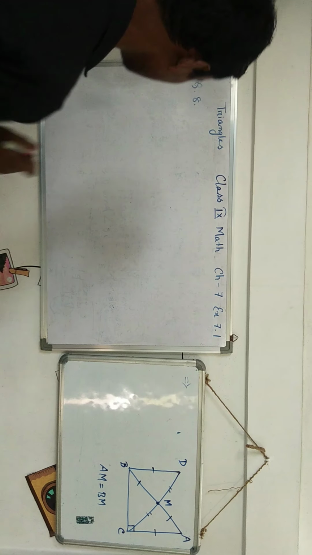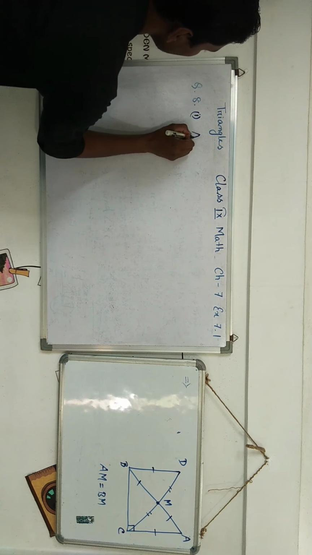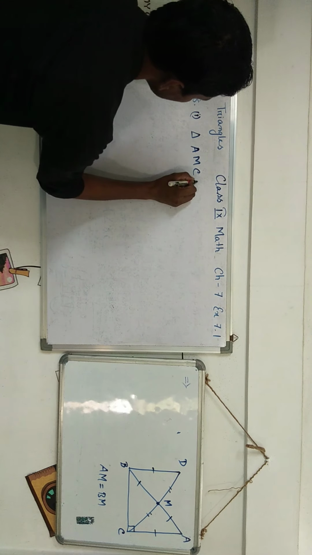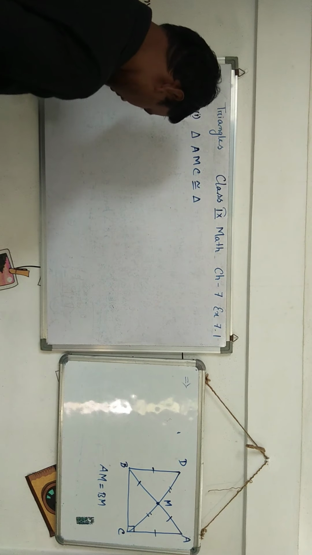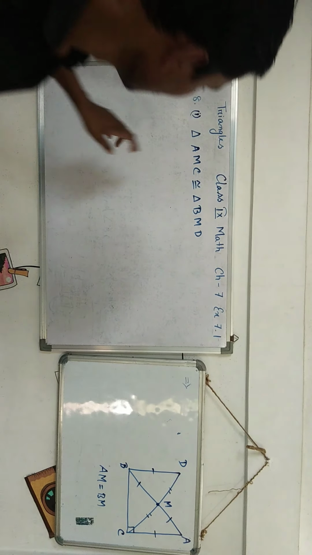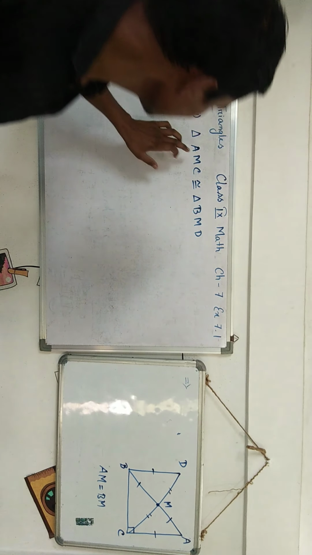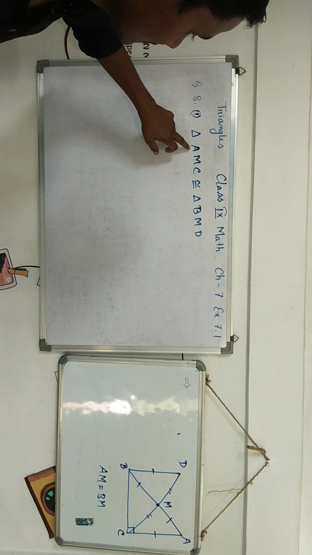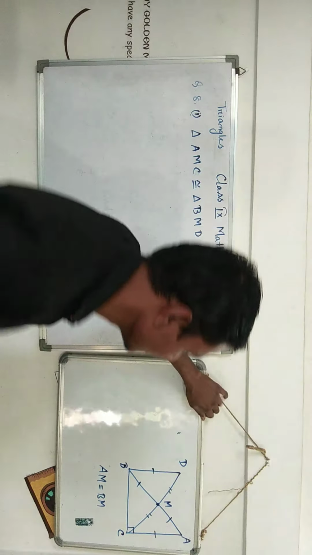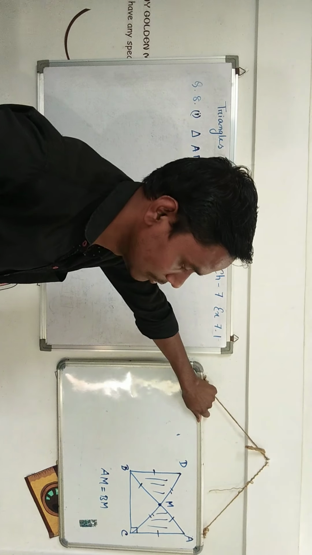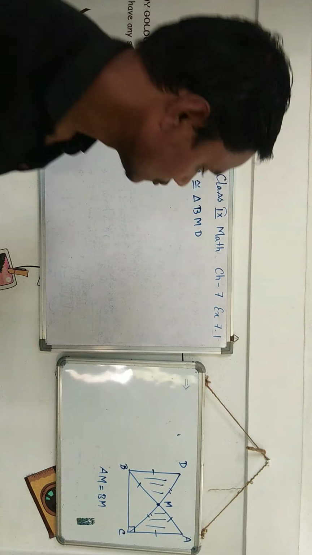First proof we have to do, number 1. We have to show that triangle AMC is congruent to triangle BMD. Now, while proving congruence, we have to look at these two triangles properly first. Look at triangle AMC and BMD. This one is our triangle AMC, and this one is our triangle BMD. So we have to show them congruent.